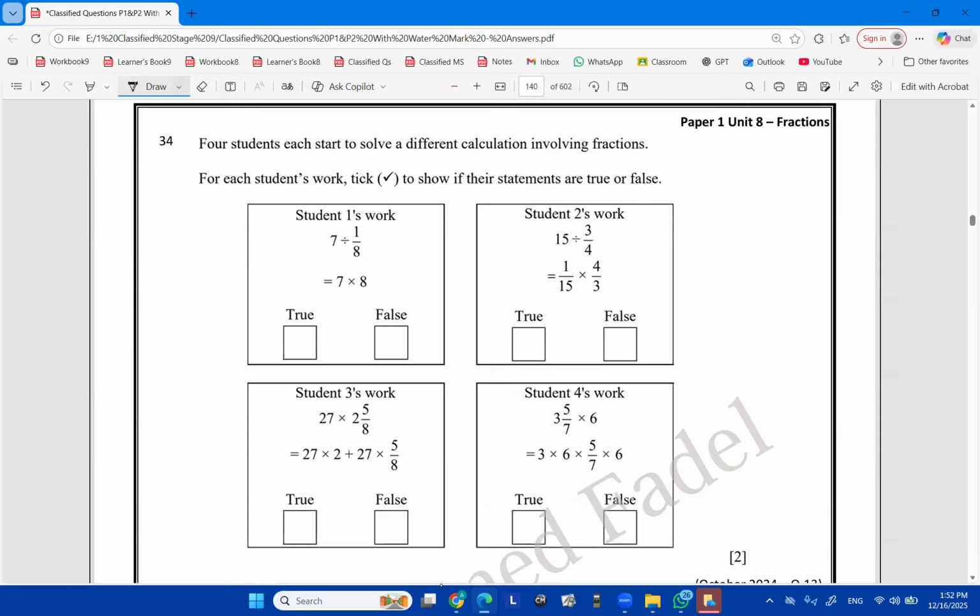So he said, I'm going to keep 7 the same. Then I will change division to multiplication. 1 over 8 becomes 8 over 1, which is just 8. Is this correct or not? True, mister. Thank you.